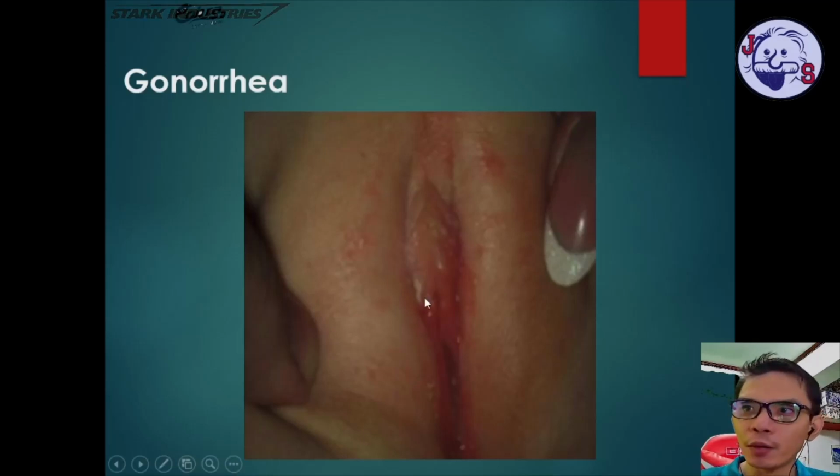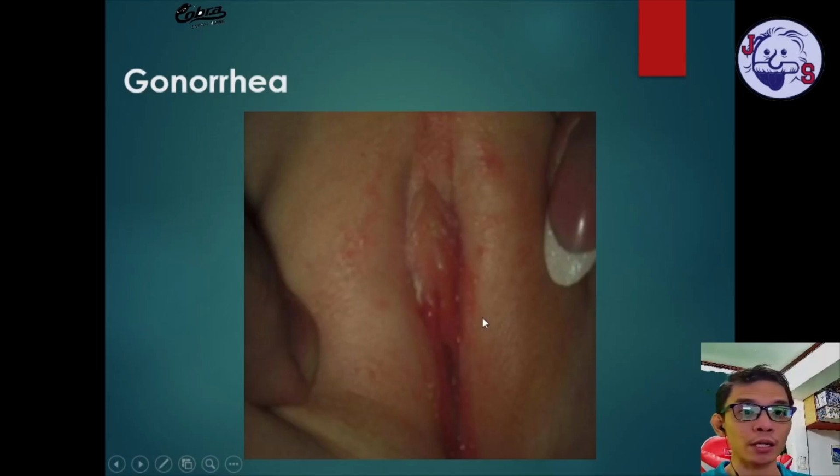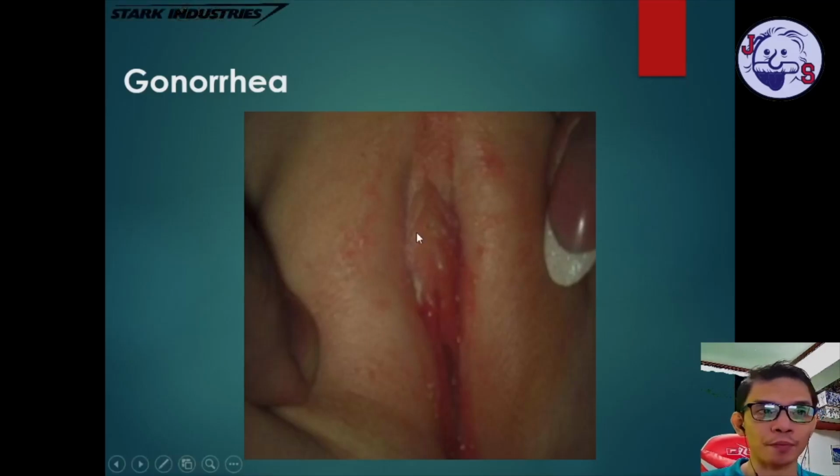The gonorrhea over here is the infection, and some rashes around the region, which is one of the symptoms of gonorrhea.